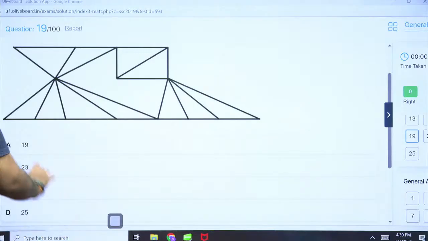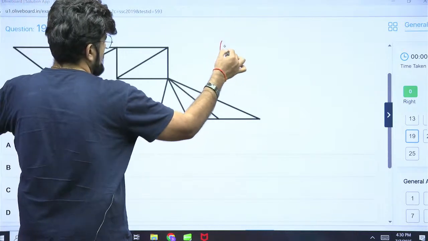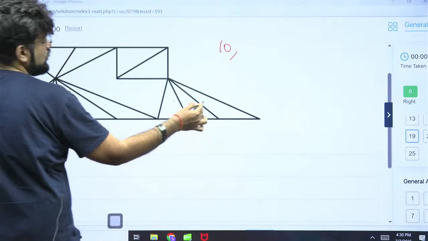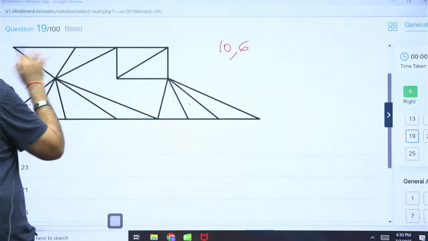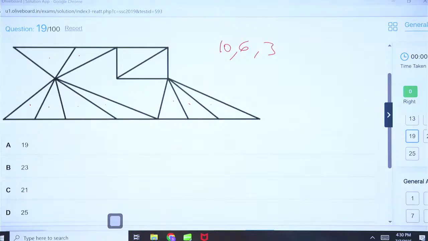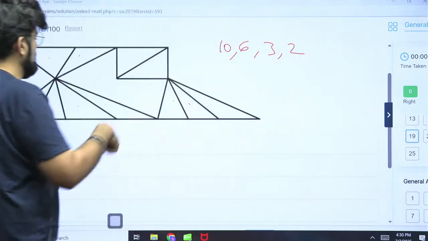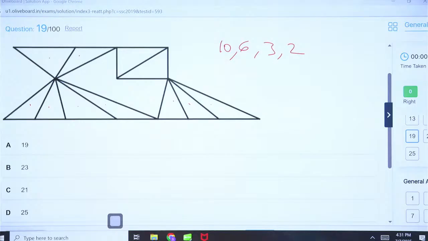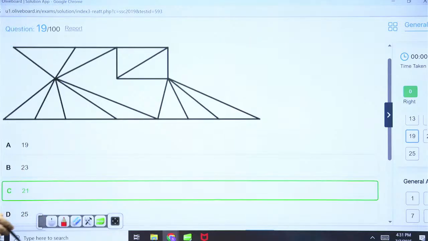Okay, if we observe it like this, 1, 2, 3, 4. So there are 10 triangles. 1, 2, 3, 6 triangles. 1, 2, so 3 triangles. 6, 3, 9, 10, 19 triangles. We have 2 more, 20, 21. Anything else which we are missing out on? I don't think so. This is pretty easy. 21 triangles. What is the problem?